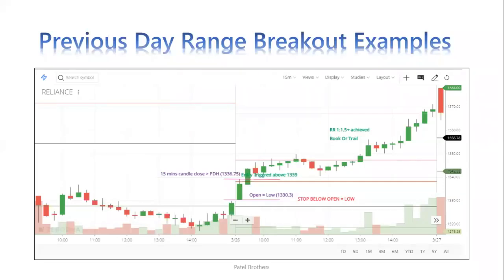Should open high and open low be taken in cash price or FNO price? The cash price, that I have explained already, so it should be scanned in the cash.